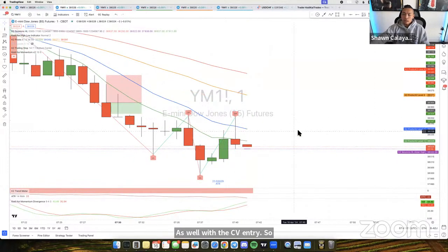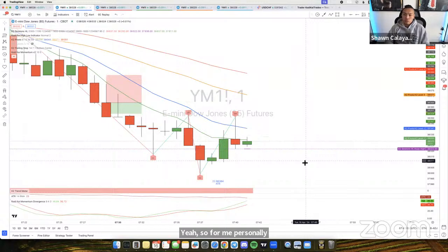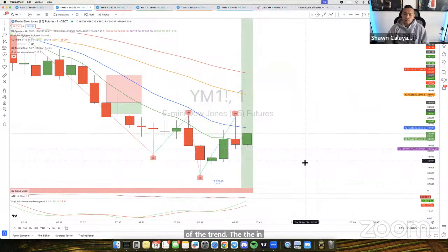So with the CB, I personally only trade in the direction of the trend. The engulfing, I personally wouldn't take it. Well, I used to take engulfing before, but that's what I came up with the CD.